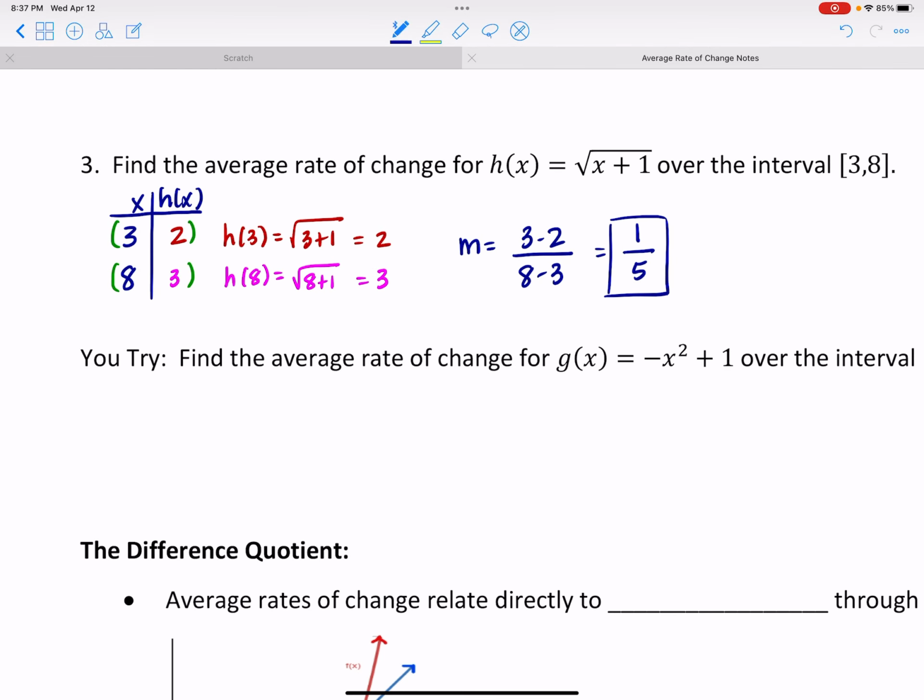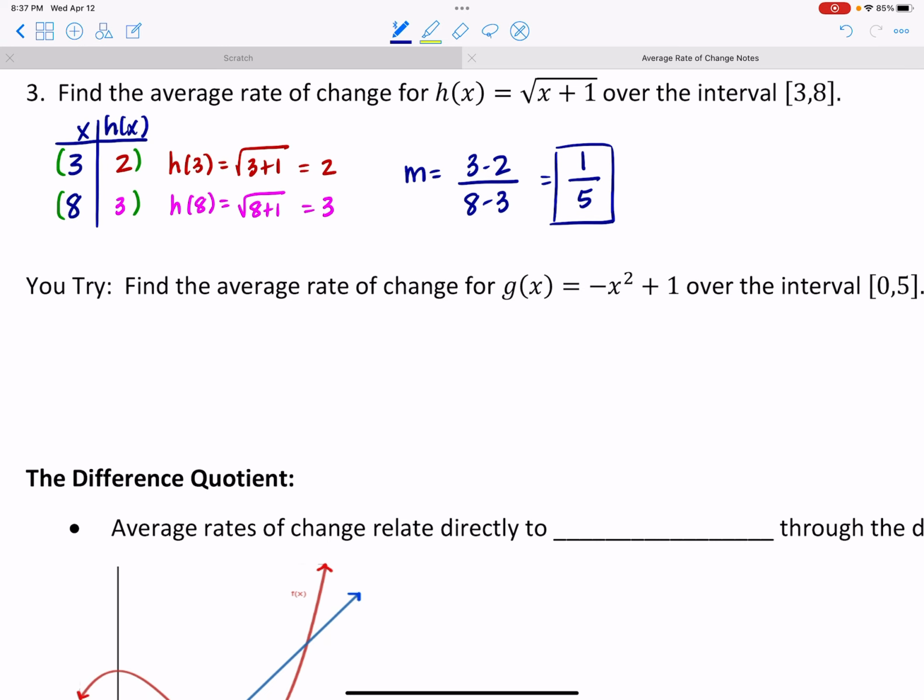All right, again, one for you to try. If you're feeling confident, pause the video and give it a shot. If not, let's see, we're finding the average rate of change for a quadratic function over the interval from 0 to 5.